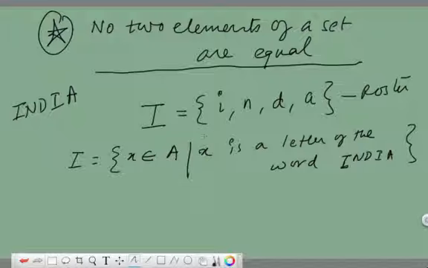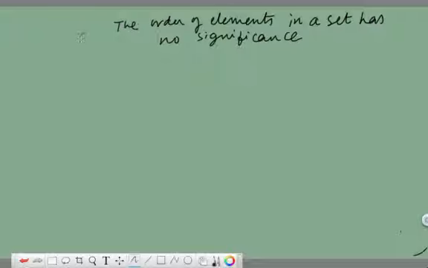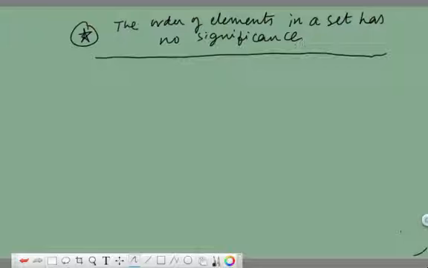The first one is a roster form. Another important property of a set is that the order of elements in a set has no significance. So what do I mean by that? For example, let's consider the set again where we represent the first 5 natural numbers. That could be represented as A equal to {1, 2, 3, 4, 5}.